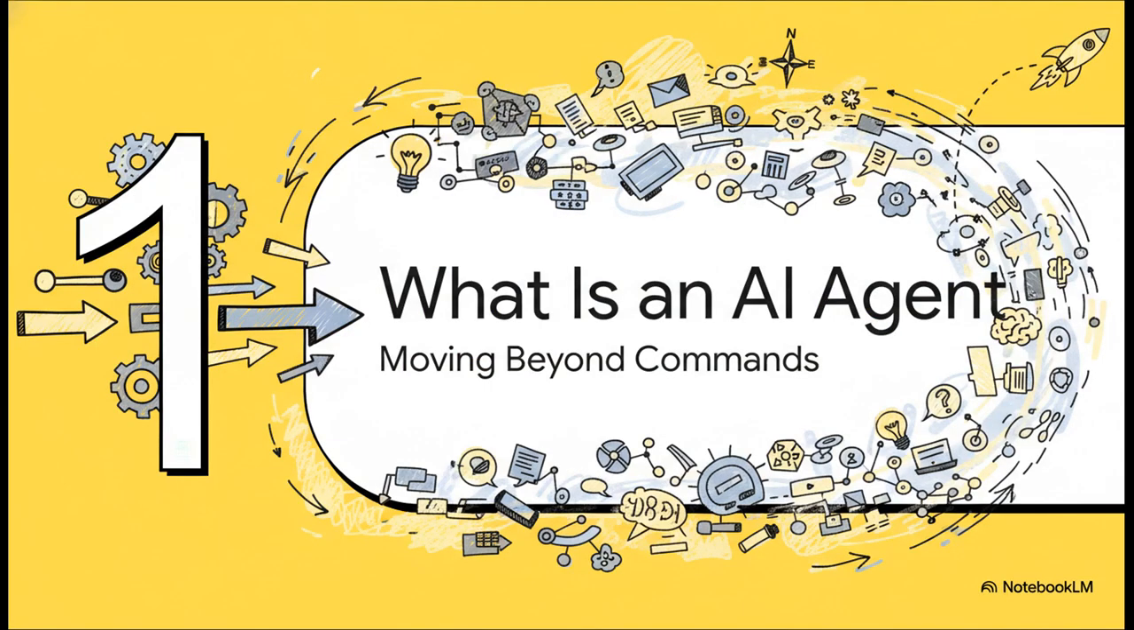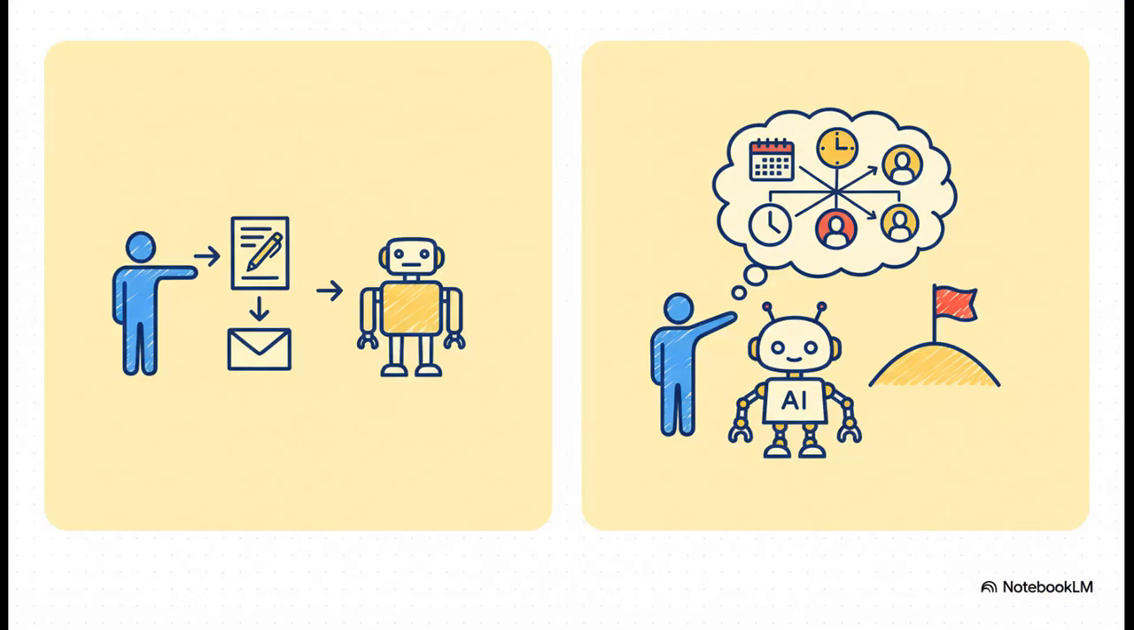Okay, so first things first, what is the key difference between the AI we're all using today and a true AI agent? Well, it all comes down to moving way, way beyond simple commands. This slide really lays it all out, doesn't it? On the left, you have an AI tool. It's like a fantastic intern. You give it a very specific task, write this email. And it does exactly that, no more, no less.